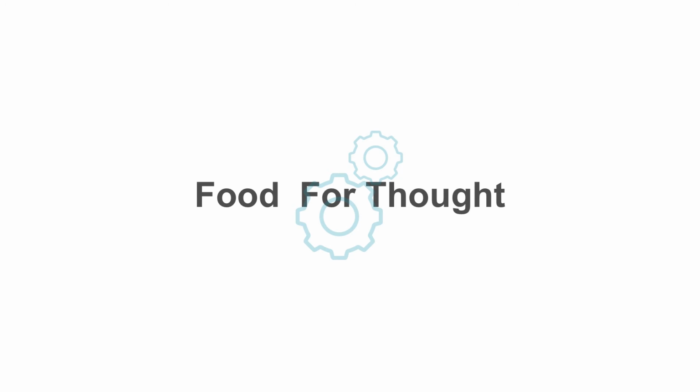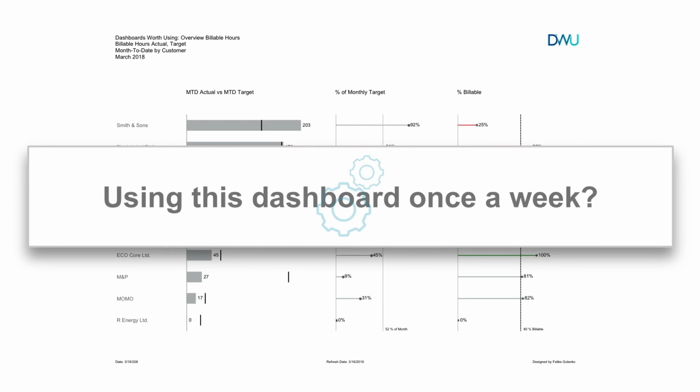Okay, here's some food for thought for you. Think about if you would use a dashboard like this once a week. Just look at the customers that are not on target with their actual hours and not on target with the billable ratio. And then just go and talk to your projects or account managers and ask them why.